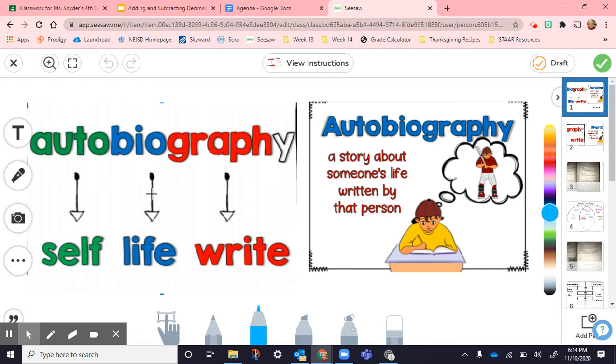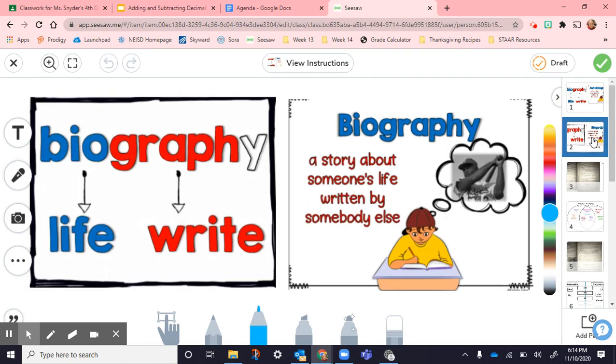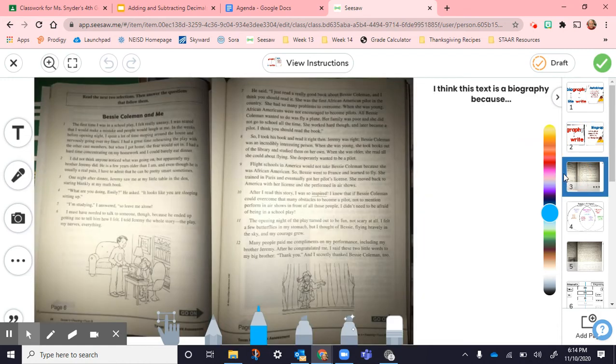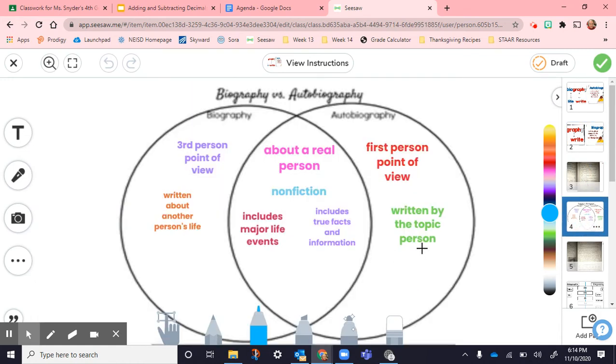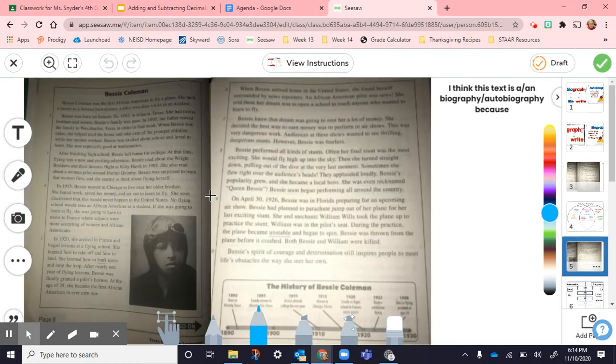All right. So just to review, autobiography is writing about someone's life, and the person writing it is writing about their own life. They're writing about themselves. Biography, however, is still writing about someone's life, but it's written by someone else. So yesterday we read Bessie Coleman and Me. We did a Venn diagram, and today we started off reading another story about Bessie Coleman, and we're going to end up comparing these two writings.